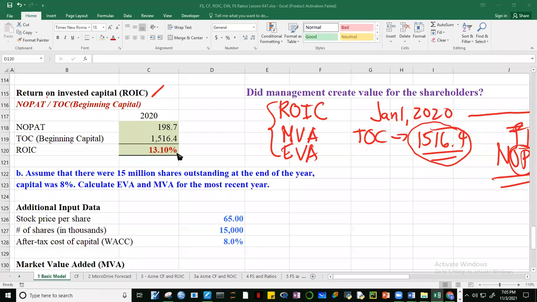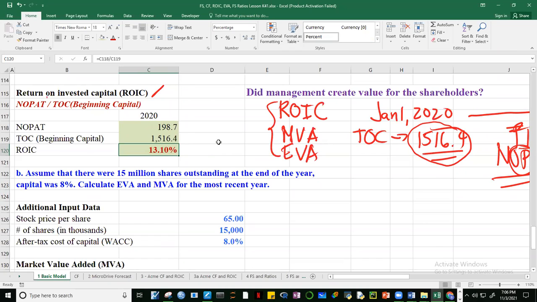13.10. Because I said a while ago that it's possible for this to be negative. NOPAT can be negative, but TOC beginning cannot be. So the TOC will always be positive, but NOPAT can be negative. So if NOPAT was negative, then ROIC will be negative, and that means the company destroyed value. Now this is 13.10, it's positive. So what's value created? Let's just enforce the answer of John. The answer, guys, is that a positive ROIC does not necessarily indicate that value was created.